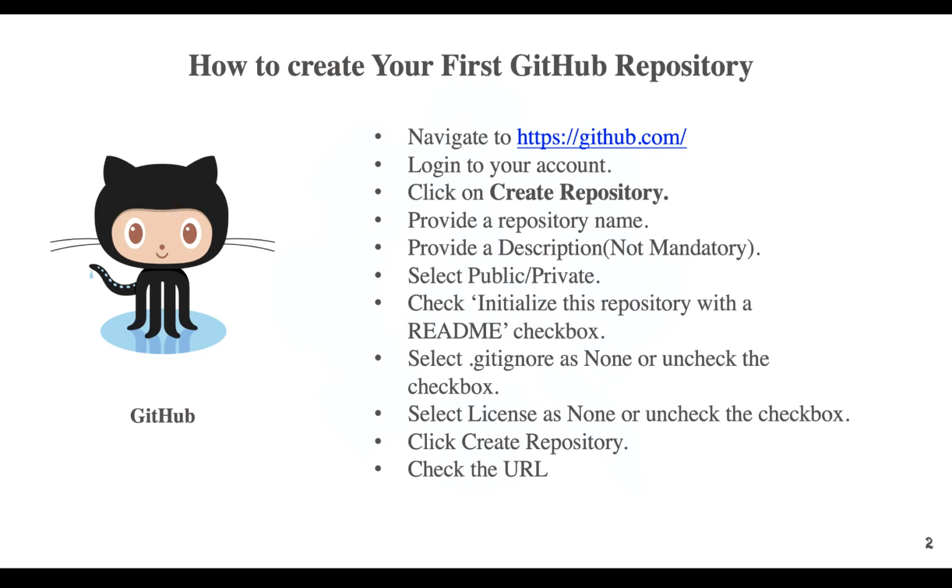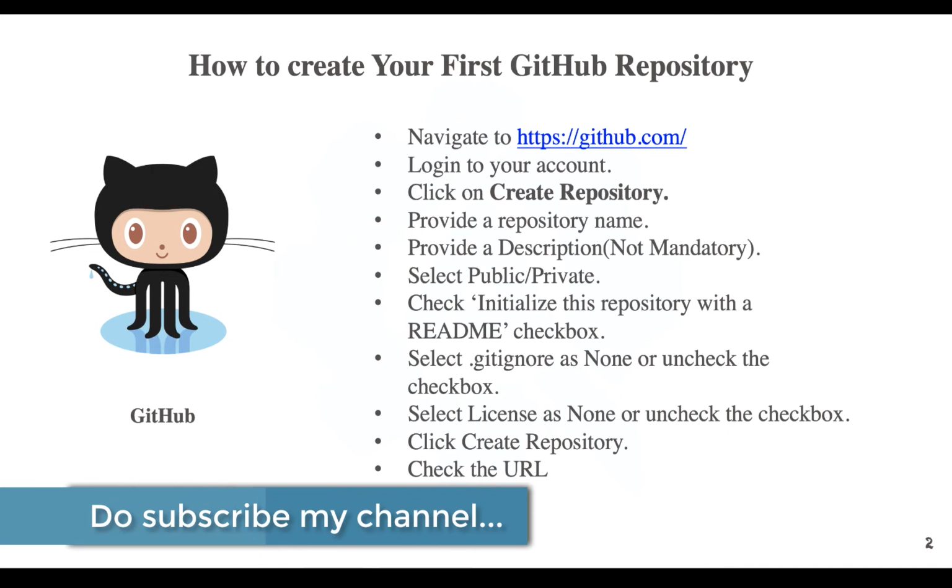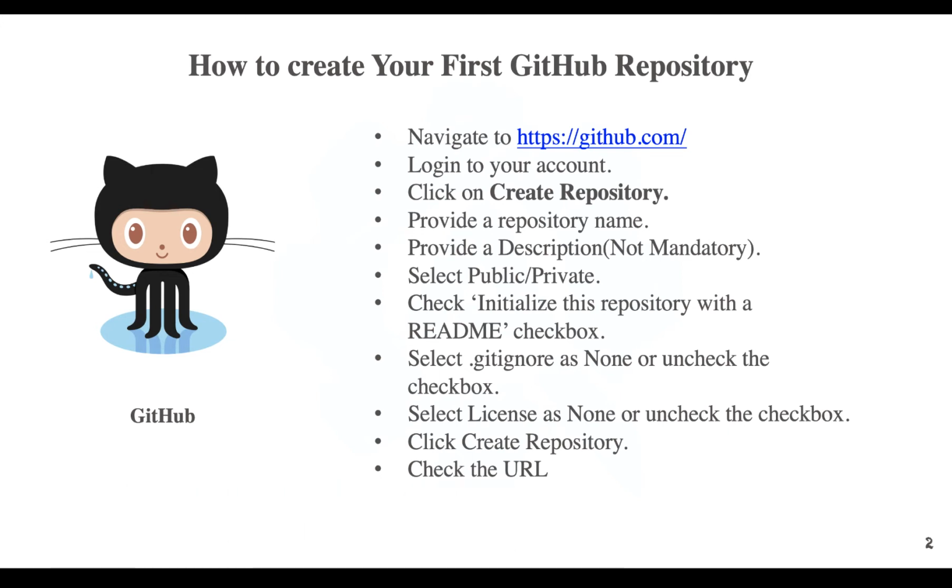By clicking on the create repository icon or button, we have to provide some details about the repository, that is the repository name and the description. Description is not mandatory, but repository name is mandatory. Then we have to select what kind of repository it is, a public or a private repository. And then we have to check a checkbox called initialize this repository with a readme file.